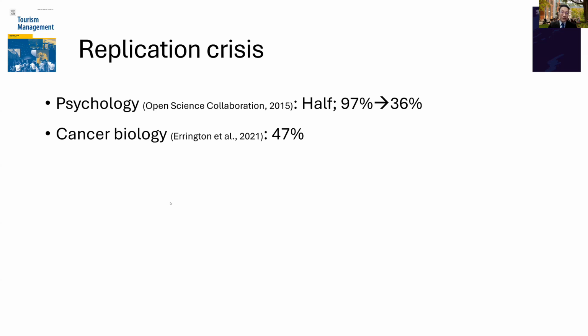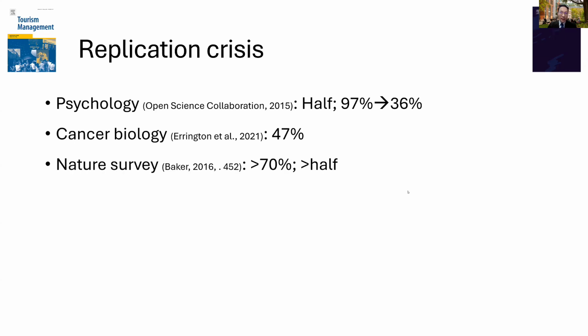Next one is from cancer biology. This is a study from 2021, where the researchers reported that, combining original positive and null effects for each of the 5 criteria, the replication success rates were 47% for the same direction and statistical significance for the replication studies they conducted. Next one.